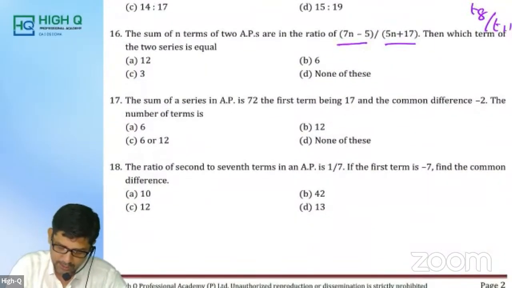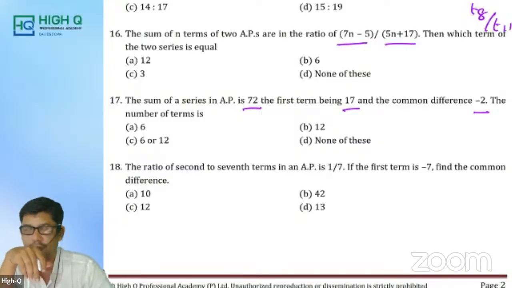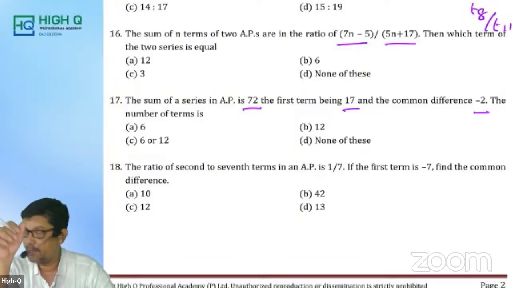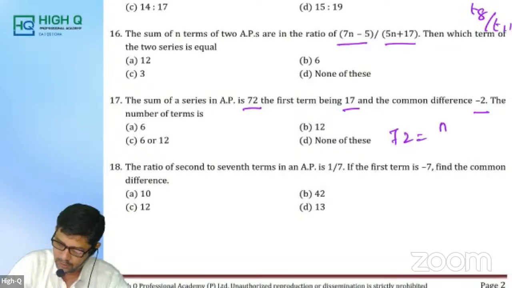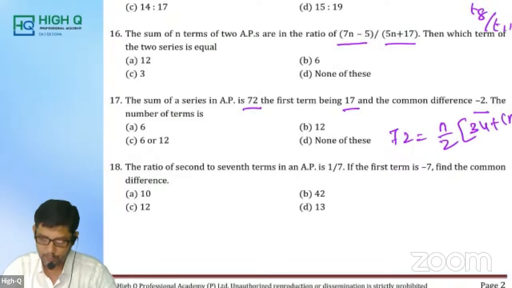Next one. The sum of the series of an AP is 72, the first term being 17, common difference minus 2. I think this is a very simple question. Can you please find out n here? Sn equal to 72, A is equal to 17, common difference is minus 2. Only substitute: 72 is equal to n by 2 into 2a plus n minus 1 into minus 2. And you can check the value of n.